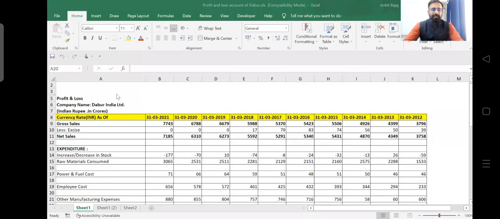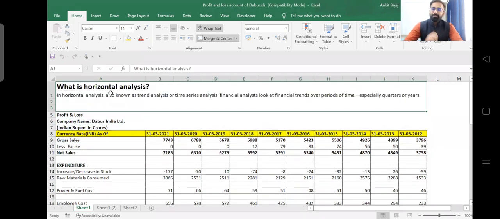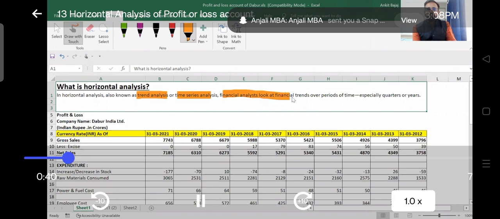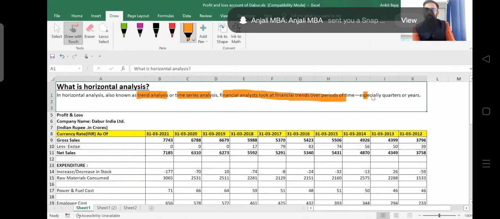So here you see, I have opened up the profit and loss account of Dabur Limited. We already know what horizontal analysis is, but still we will quickly read the definition and start doing horizontal analysis of Dabur Limited. Horizontal analysis, also known as trend analysis or time series analysis, looks at financial trend over a period of time, especially quarter or year, right?